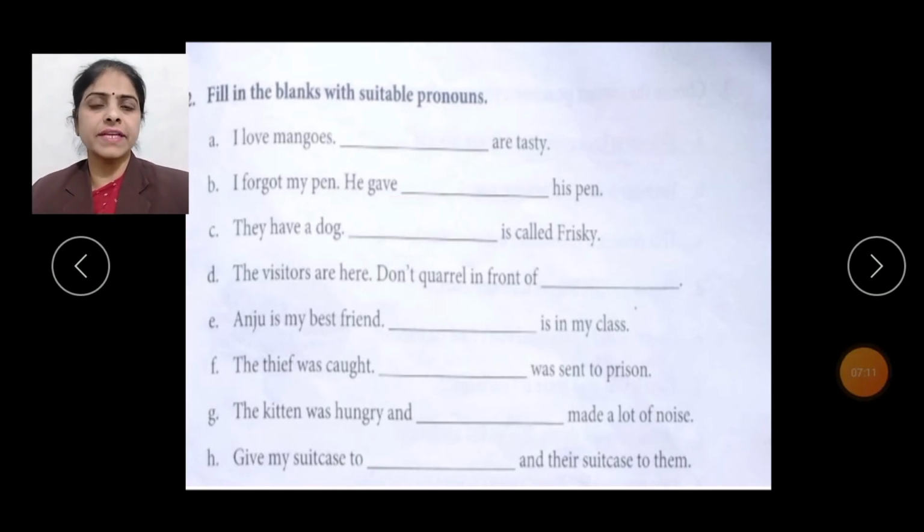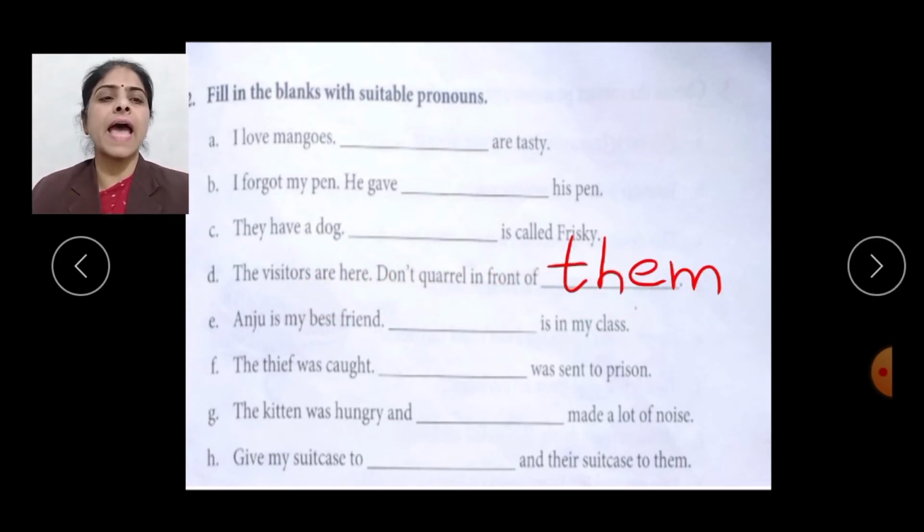The next one is, the visitors are here. Don't quarrel in front of blank. As the visitor is a plural noun, so to fill the blank, we will use "them". So the sentence will be, the visitors are here. Don't quarrel in front of them.